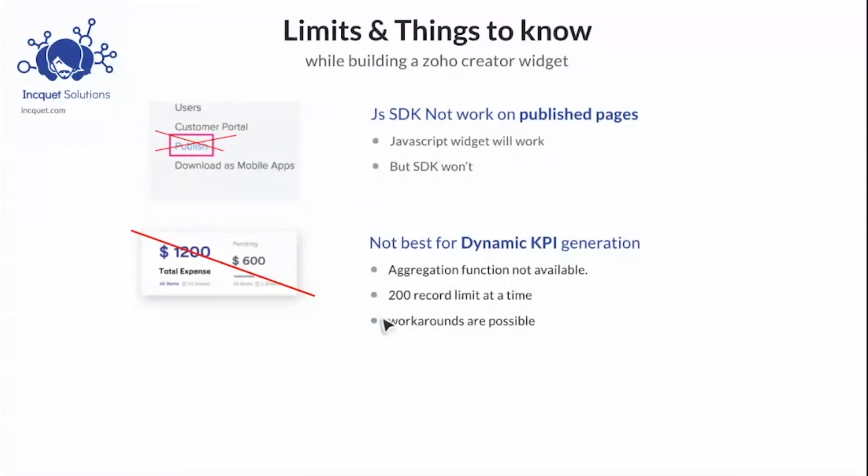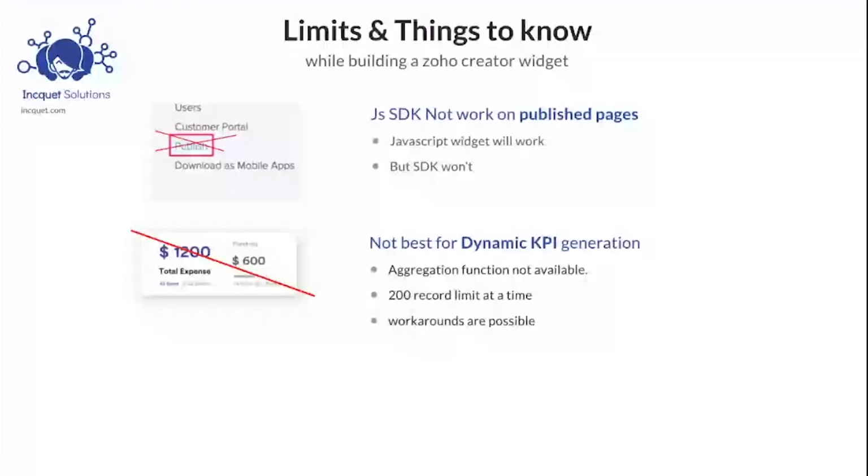You have to call the get record multiple times until you fetch all the records matching that particular criteria, and then run through it, total it, or run a count of it, and then render it here. So that is not the efficient way of doing that. Eventually, you should avoid showing the KPIs in that manner. There are workarounds available for this.